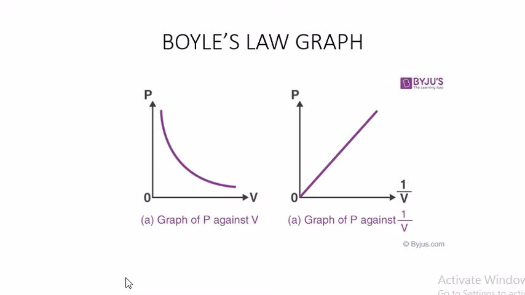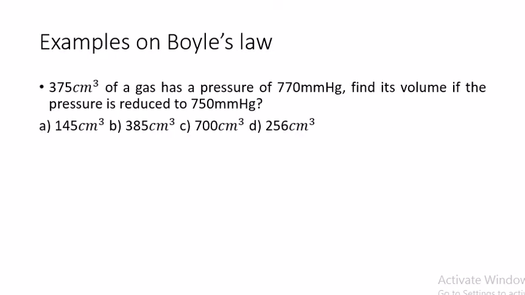Okay, before we have the example, this is the graph that explains Boyle's law. You can see from the graph that as the pressure is increasing, what happens to the volume? It's decreasing. So the pressure is inversely proportional to the volume. This is also a graph that symbolizes Boyle's law. So either graph is correct and they represent Boyle's law. Now let's move to the example.